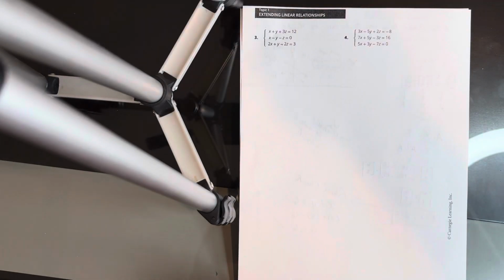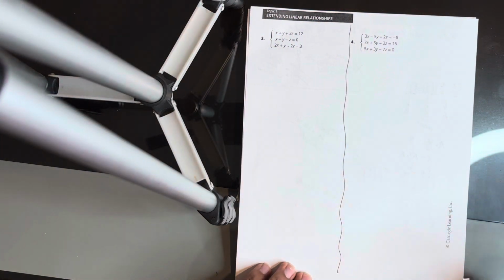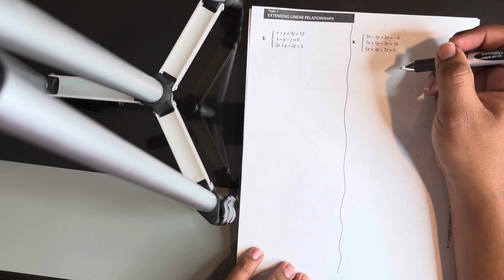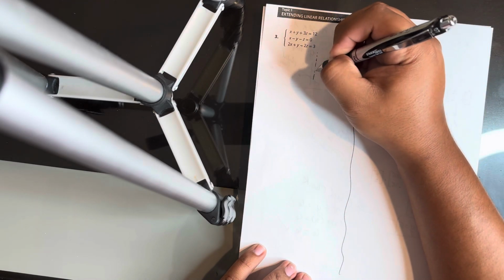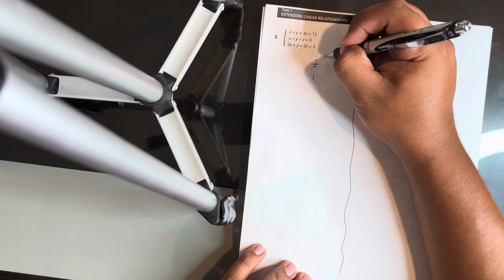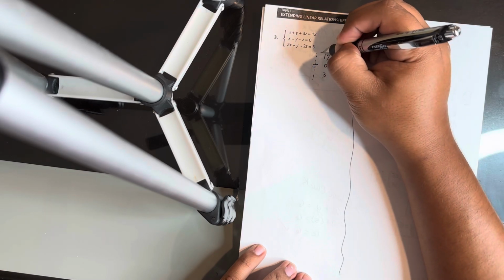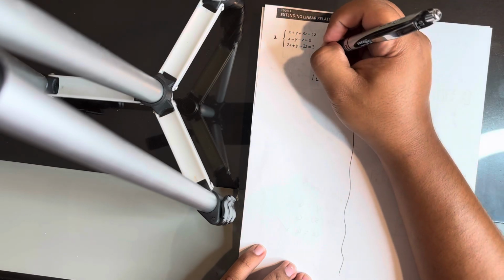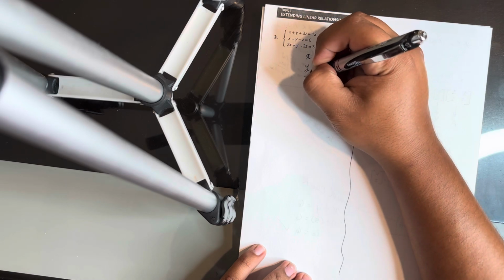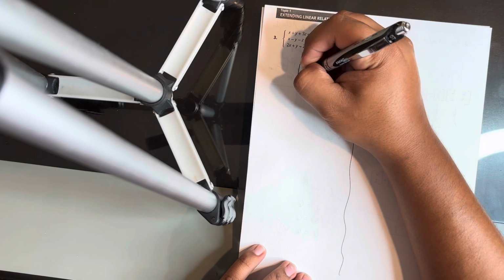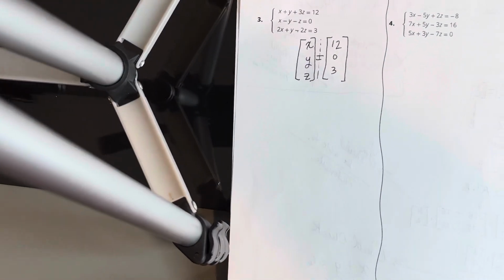We're going to do number 3 together real quick. Doing a line right down the middle. We should be kind of pros at this, but let's do it slowly. Equal sign, 12, 0, 3. This is a 3 by 1 matrix. X, Y, Z. Let me zoom in. I apologize.